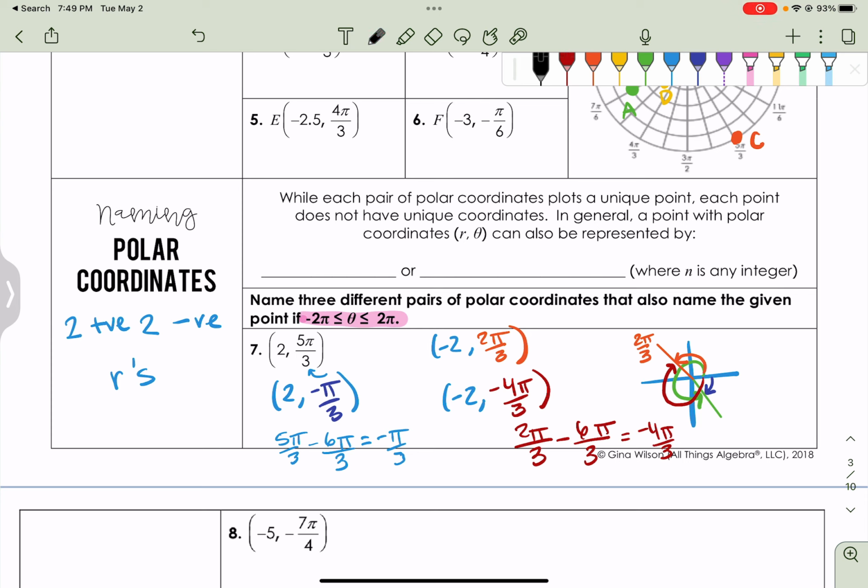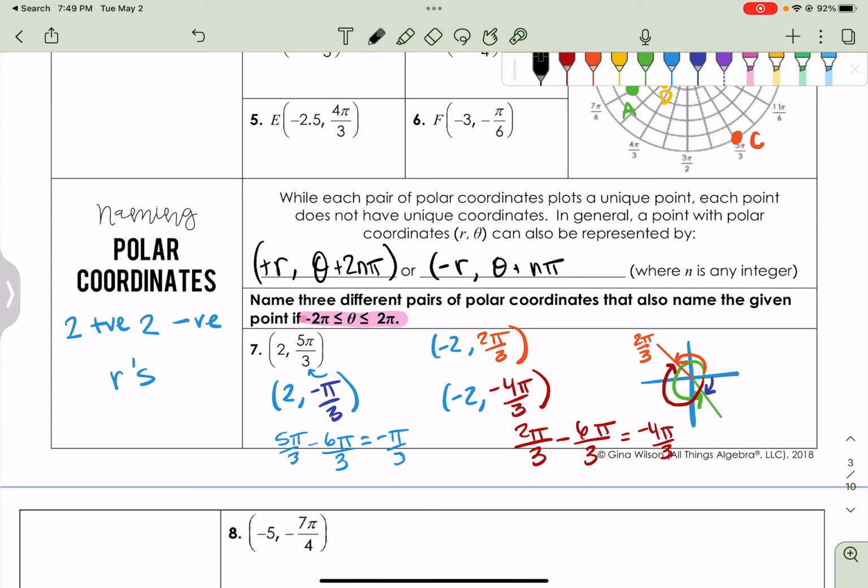Now, if you use positive r, then theta plus or minus 2n pi. You keep the r the same. You add some multiple of 2 pi or subtract some multiple of 2 pi to the angle. Now, if you switch the sign of r, whether it was positive and you made it negative, or it was negative and you made it positive, then you need to add some odd multiple of pi. That is, add n pi.